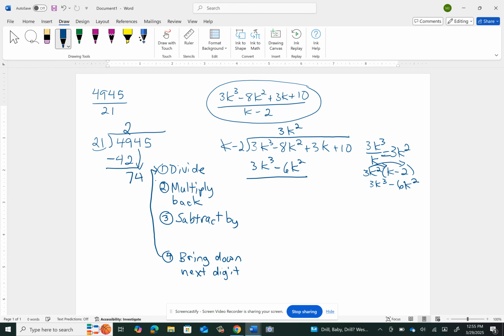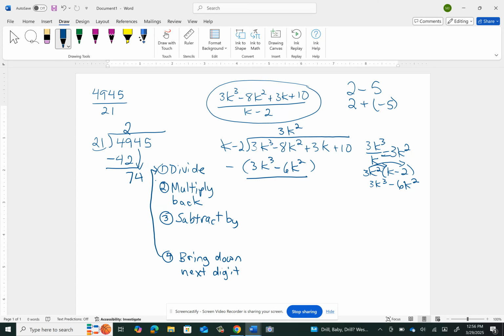Now here's the part that's so much harder than when you just have numbers. Here's where you need to subtract, but you're subtracting this entire polynomial from what you had above. And if you remember when you were learning how to subtract integers, like if I wanted to do 2 minus 5, we would do 2 plus a negative 5. We would change it to addition: keep, change.